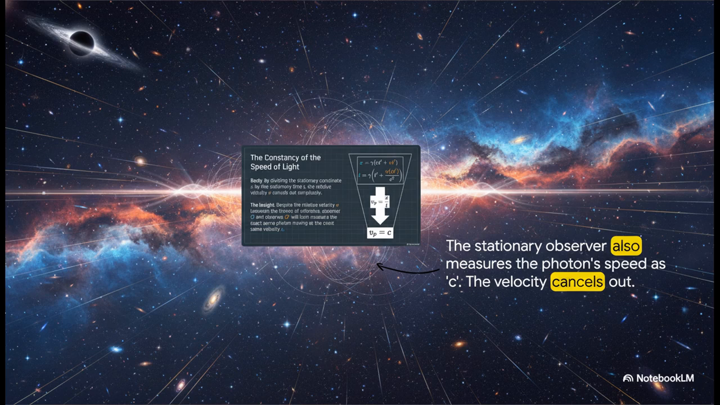Common sense tells you to just add the speeds up, right? The speed of the ship, v, plus the speed of light, c. But that's not what the universe does. When you run this through our translation engine, something magical happens. The math works out so that the speed of the ship, v, just vanishes. It cancels out. Our stationary observer also measures that photon speed to be exactly c. Not c plus v, just c. It doesn't matter who you are or how fast you're going. The speed of light is the same for everyone, always.